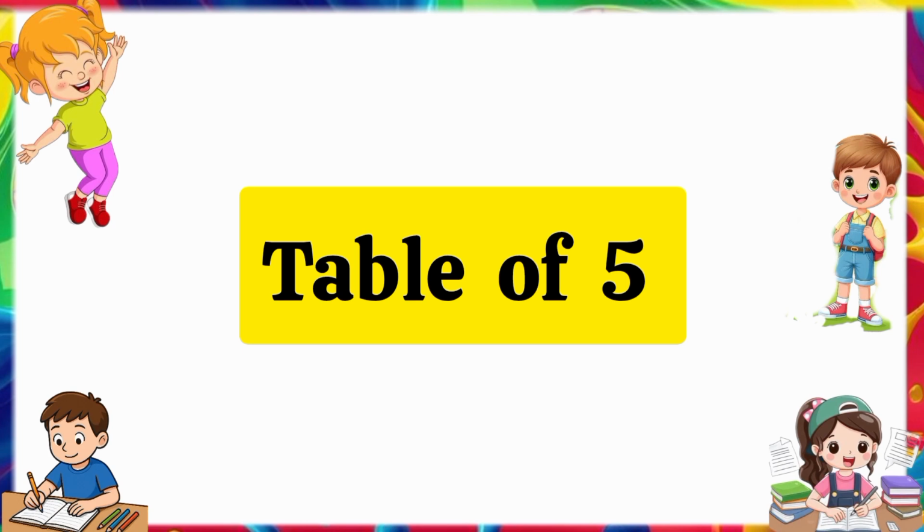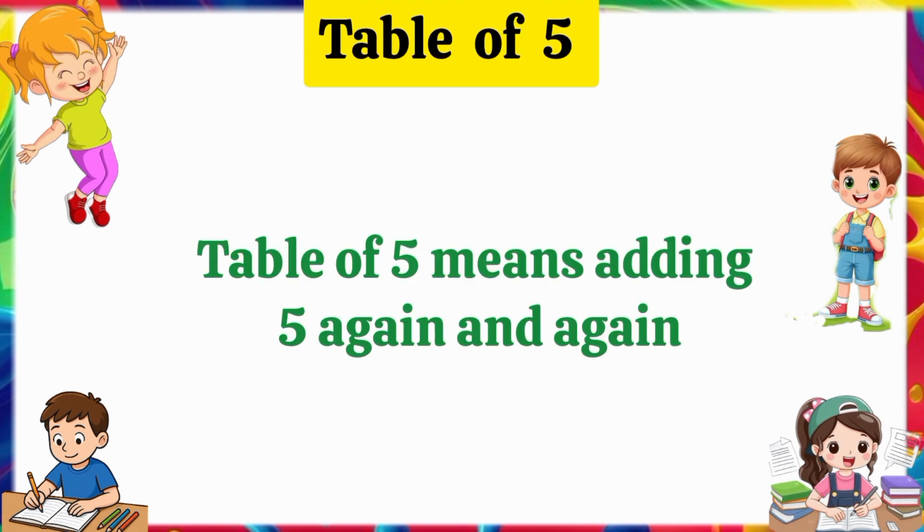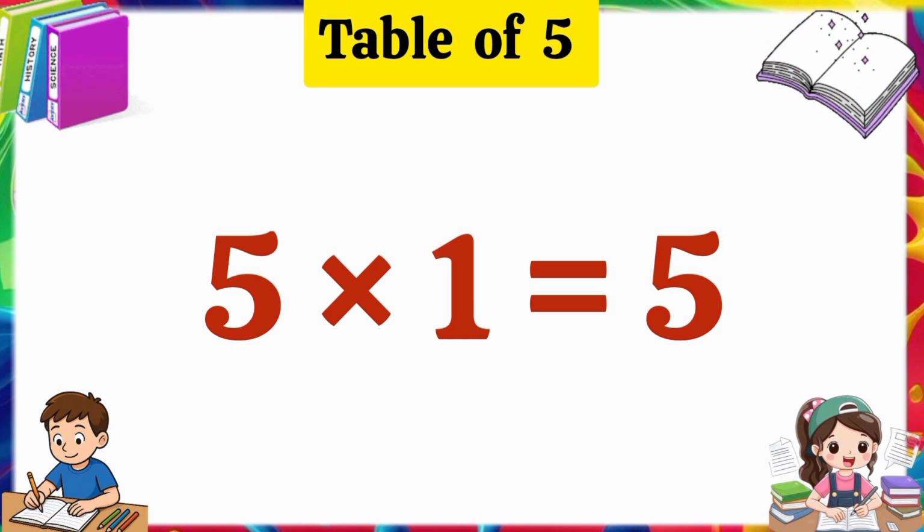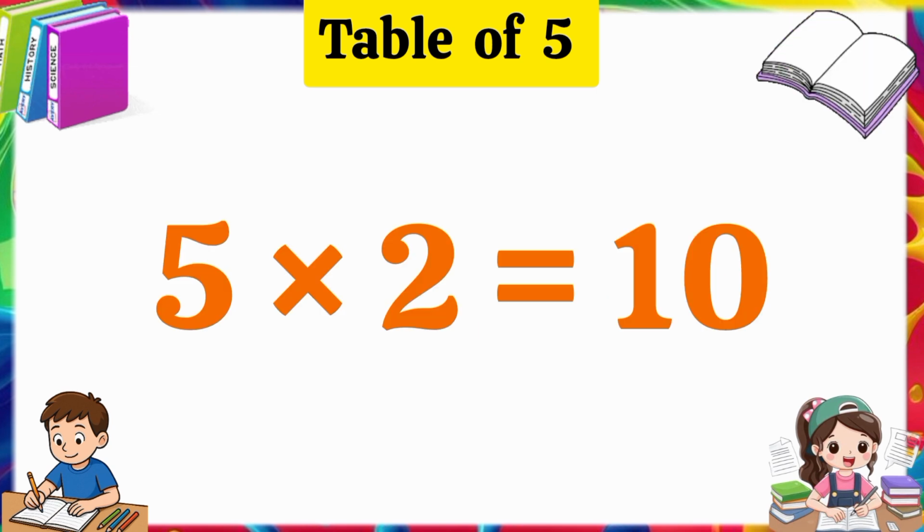We are going to learn something super easy and fun, the table of 5. Are you ready? Let's go. Do you know, table of 5 means adding 5 again and again. Repeat after me loudly. 5 times 1 equals 5. 5 ones are 5. 5 times 2 equals 10.